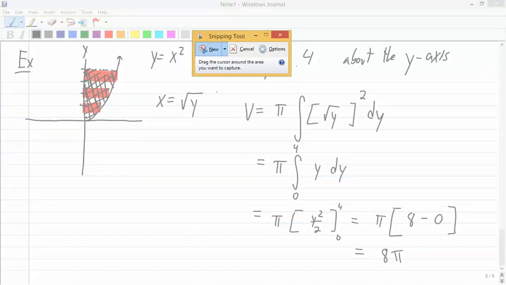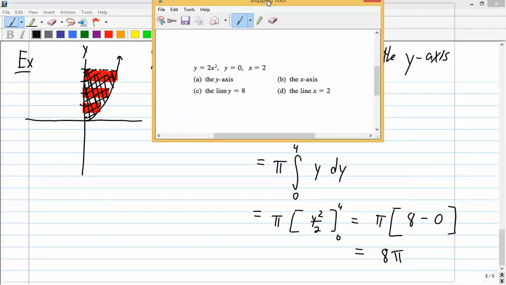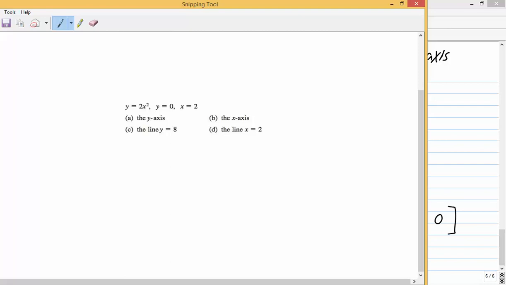Alright, let's look at this problem. This problem has 4 parts. And what we want to do is figure out the volume of the solid that would be generated for revolving the bounded regions about the given axis or line. Okay? So the way that you need to start this problem is you need to know what it looks like, what we're talking about.